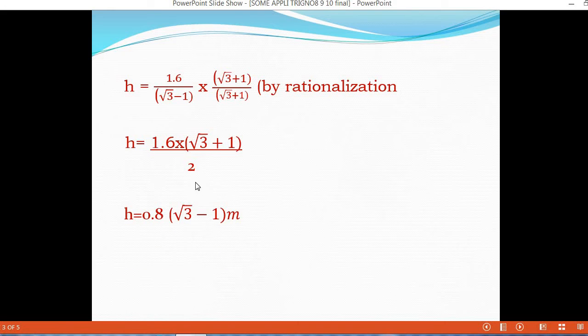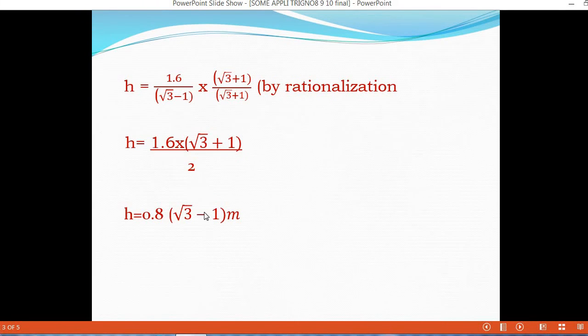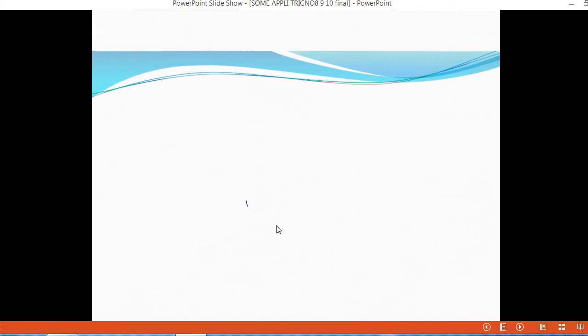Simplify. H is equal to 1.6 divided by 2, which is 0.8, into root 3 plus 1. Therefore H is equal to 0.8 into root 3 plus 1 meter, which is the height of the pedestal. Let us move to the next problem.